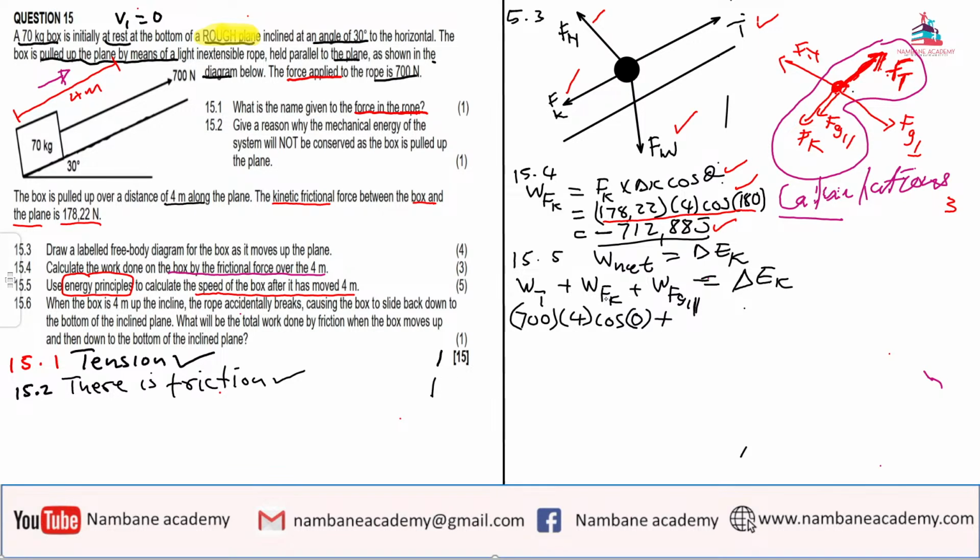Plus work done by friction. We calculated work done by friction: it's minus 712,88. What is left is work done by Fg parallel. Now, where does this take me? It takes me back to Newton's laws. What is Fg parallel? Fg parallel is just mg sine θ.